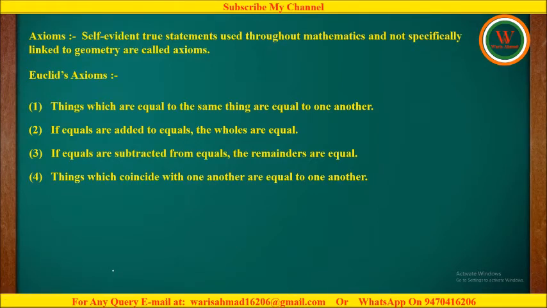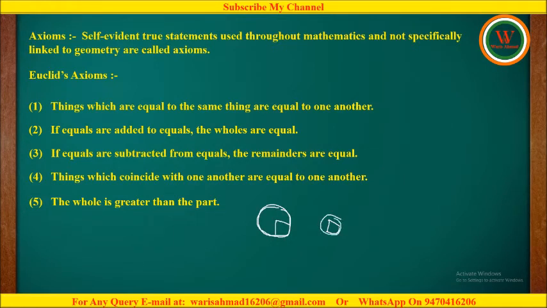Now the next axiom: the whole is greater than the part. It means that suppose we are considering a circle, and we are considering a part of this circle also. So here we can observe that the whole is greater than the part. This circle is the whole, and this is the part of the circle. So this whole is always greater than the part.